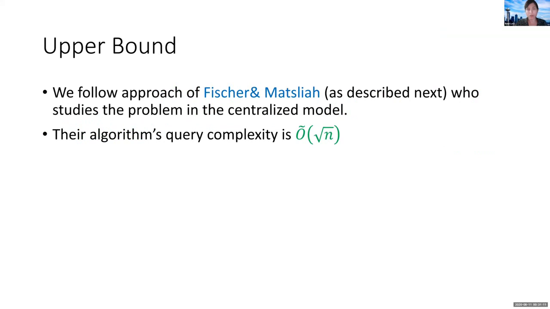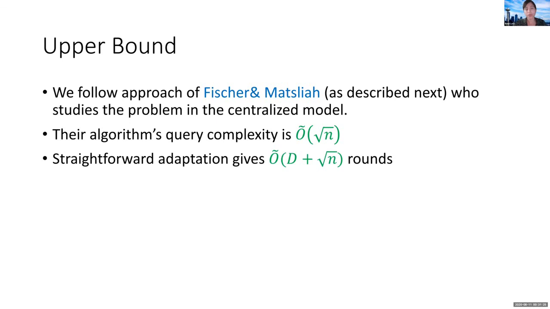So what we do is to follow the approach by Fischer and Matsliah, which described an algorithm in the centralized model. Their algorithm's query complexity is O tilde of square root of n. A relatively straightforward adaptation of their algorithm gives O tilde of the diameter plus square root of n rounds. While our algorithm's round complexity is order of the diameter plus log n over epsilon rounds.